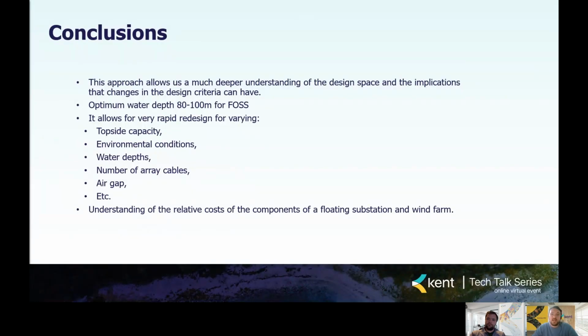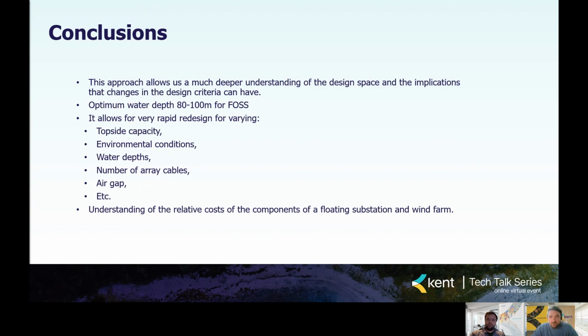So this approach allows us a really deep understanding of the design space, and to investigate the implications that changes in the design criteria can have. So, for example, if you have a location with varying bathymetry and you're able to move the substation from a location, say, of 60-meter water depth to a location with 80 or 100-meter water depth, you can reduce the cost of the mooring system by a third, which is a pretty interesting conclusion, and it could be slightly counterintuitive.